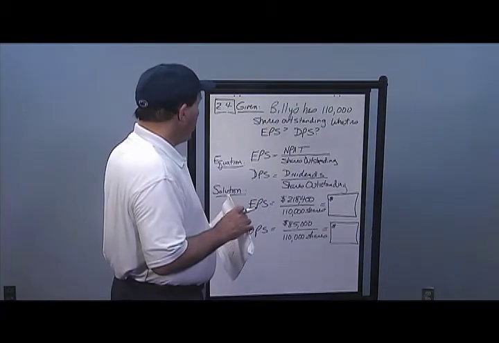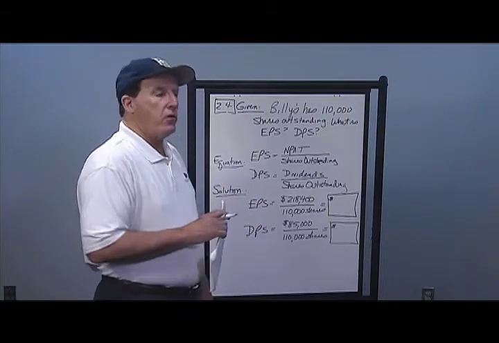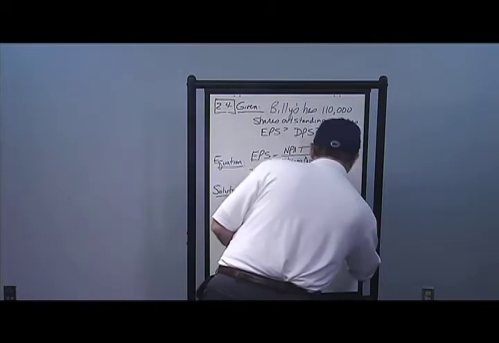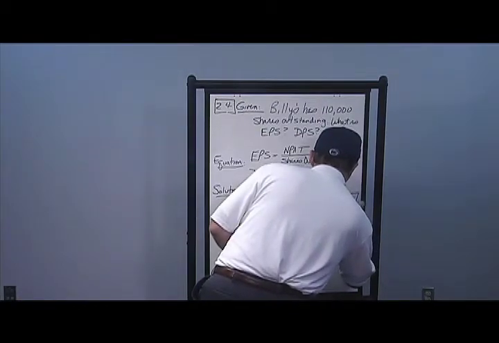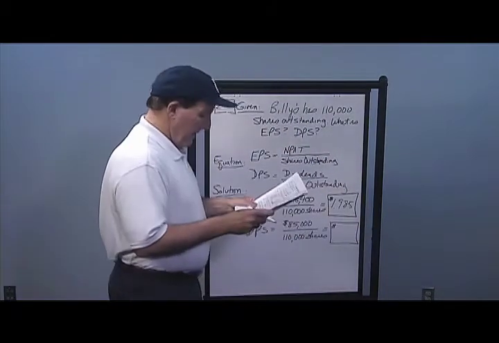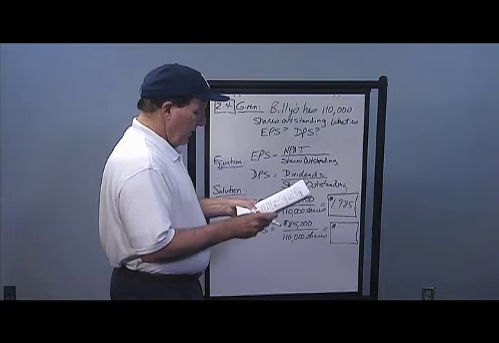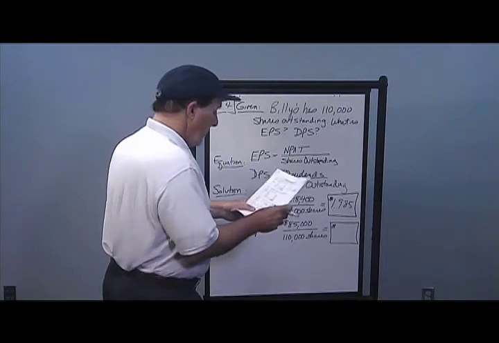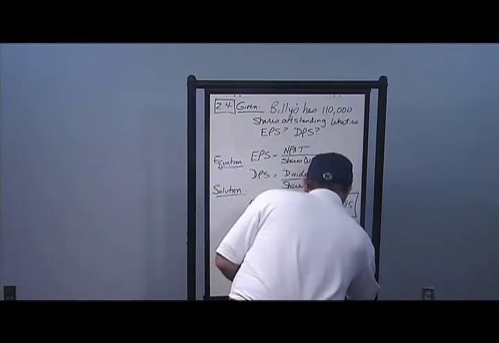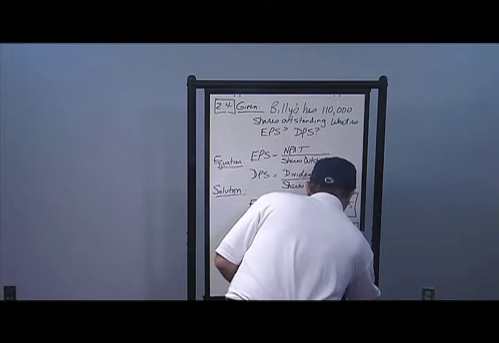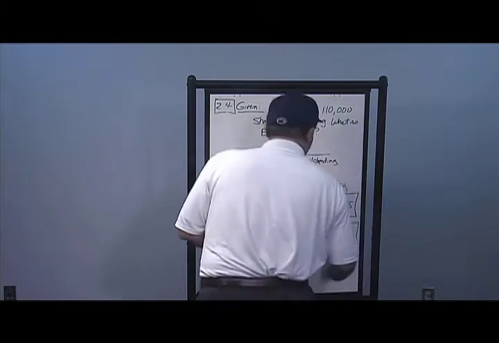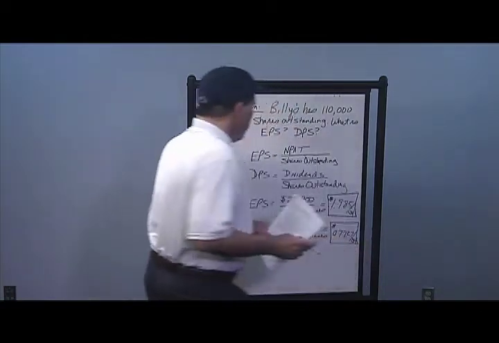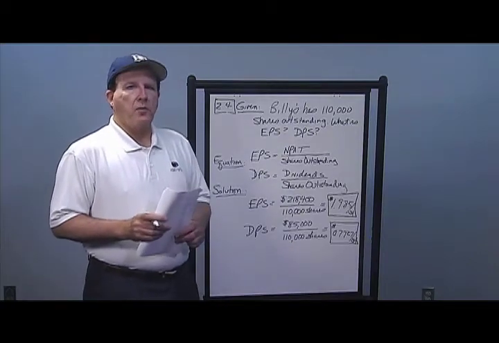So for their earnings per share, you get the net income of $218,400 divided by 110,000 shares outstanding, and you get an answer of 1.985. And for their dividends per share, you take $85,000 in dividends paid divided by 110,000 shares, and you get an answer of 0.7727 dollars per share. Let's put our units in there. Per share. Again, carrying these out to 4 decimal places.